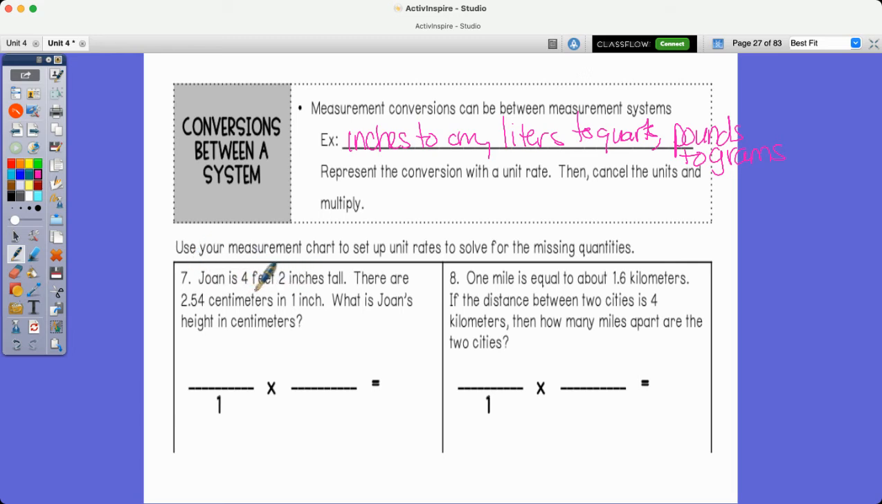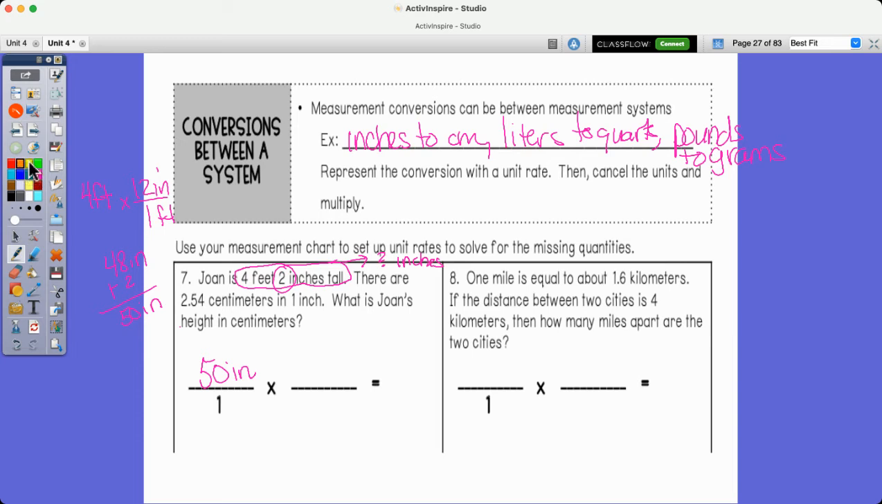Joan is 4 feet 2 inches tall. There are 2.54 centimeters in 1 inch. What is Joan's height in centimeters? The first thing I have to do is figure out how many inches this is. So I know that there are 4 feet times 12 inches in 1 foot. Okay, that gives me 48 inches. And then I have to add that additional 2. That gives me a height of 50 inches. I have to do that before I can do anything because I can't deal with this 4 feet 2 inches and multiply. So I'm going to put 50 inches here.